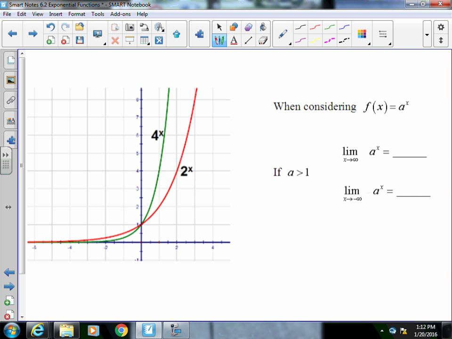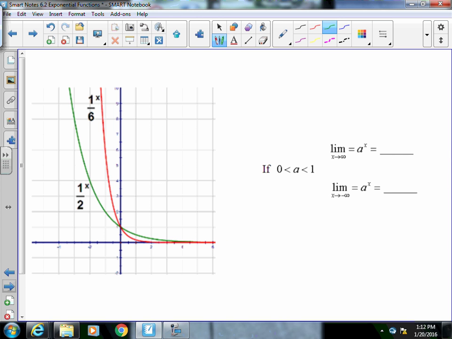So, if I look when a is positive, like these two examples on our graph are, one's 4 to the x and one's 2 to the x, 4 and 2 are both positive. As we approach infinity of either of those functions, our graph goes to infinity. If we approach negative infinity with either of those functions, our graph goes to 0. So that's something you're going to want to remember. When a is positive, your graph looks roughly like this.